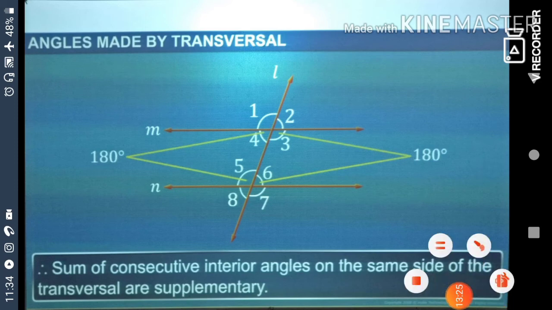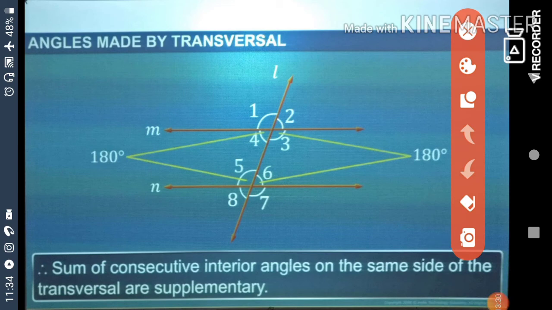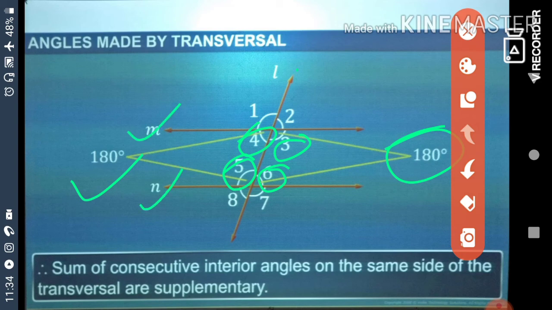See, L is the transversal intersecting the two parallel lines M and N. So in this case, the sum of these two consecutive interior angles, 4 and 5, the sum of angle 4 plus angle 5 will be equal to how much? 180. In the same way, angle 3 plus angle 6 will be equal to how much? 180. It is said by theorem number 4. Okay, the sum of consecutive interior angles on the same side of the transversal is supplementary. It means their sum will be equal to how much? 180 degrees, in which case M is parallel to N and cut by a transversal L.